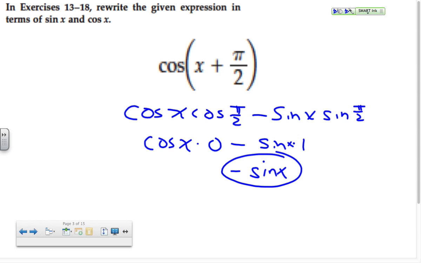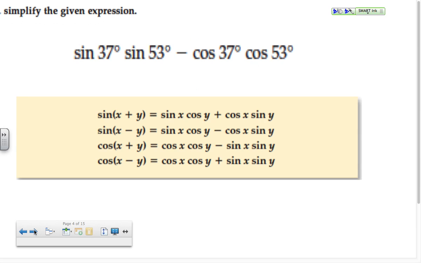All right, moving on. Next example. Now this one has degrees in it. This is an interesting problem because we're going to work backwards. It says simplify: sine 37 sine 53 minus cosine 37 cosine 53. Again, these are problems that we don't really know, and we could use a calculator, but I don't want you using a calculator. I want you to do it on your own. So let's look at what this matches.